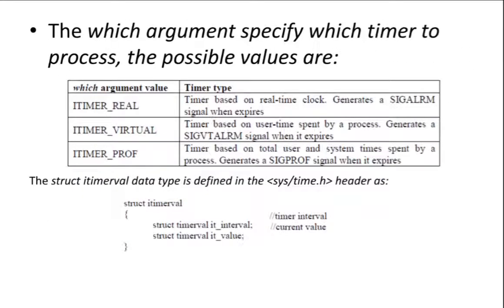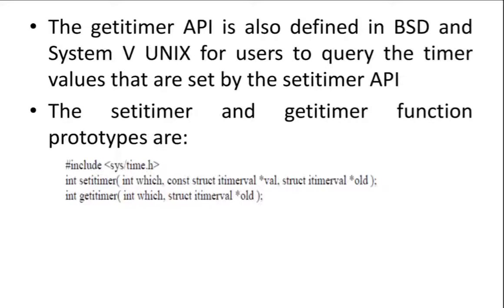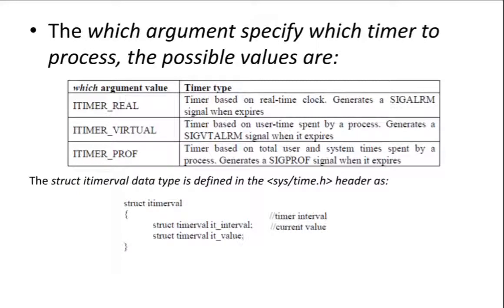So which is going to tell what type of timer you are going to use for the process. If it's a real time clock, the first argument. If it's a timer based on the user time spent by a process, that is the second, virtual. And the third one is prof, timer based on the total user and system time spent by a process. This which argument is going to be used for that, and this old value and the new value are used to set the timer. Based on the old value, you can set another new value. If you want to know the timer values in get timer, you can use the old argument, old value. Hope you are understanding.